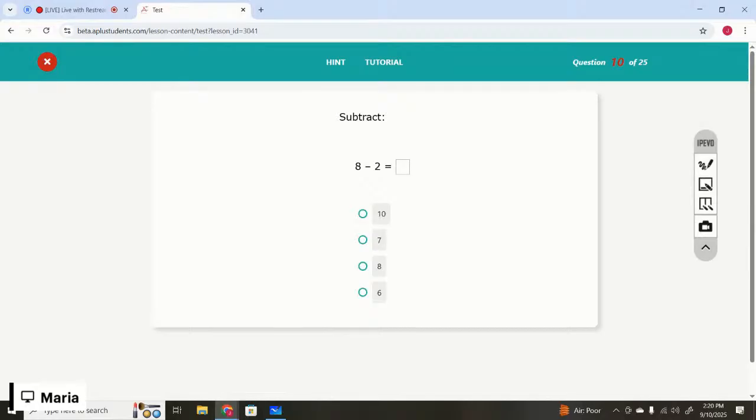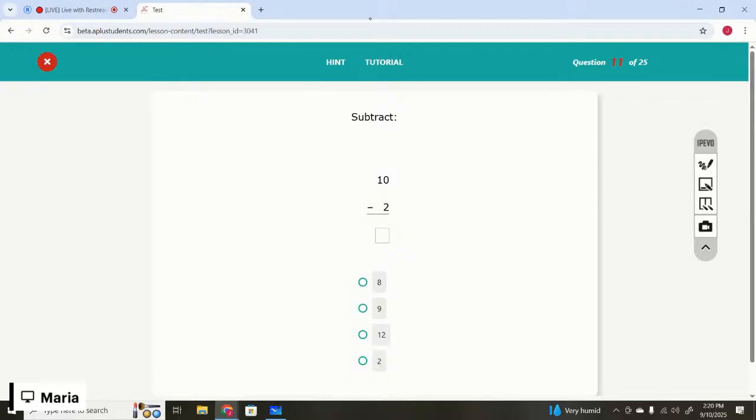So start with 8 and count back 2. 8 take away 2 is 6. The correct option is 6.